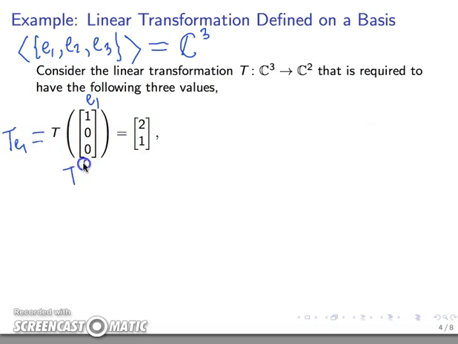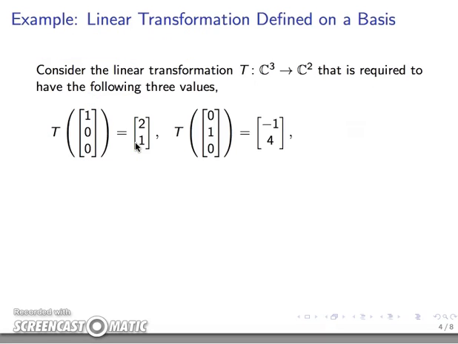You can also write that as T of e sub 1, which is equal to (2, 1). So we don't know explicitly what the transformation T is, but we have information about the evaluation, the image of a basis element, of a basis vector of the vector space C3.